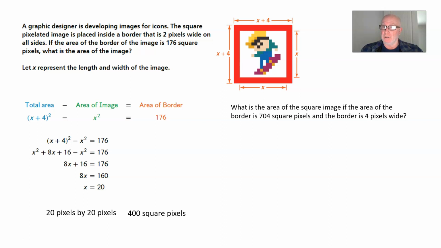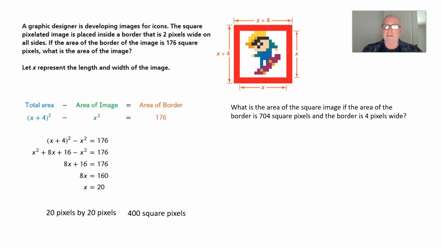Okay, if we ask a new question, what is the area of the square image if the area of the border is 704 square pixels and the border is 4 pixels wide? So we've changed the area of the border and we've changed the width of the border. Okay, pause the presentation, figure out the answer, and then resume.